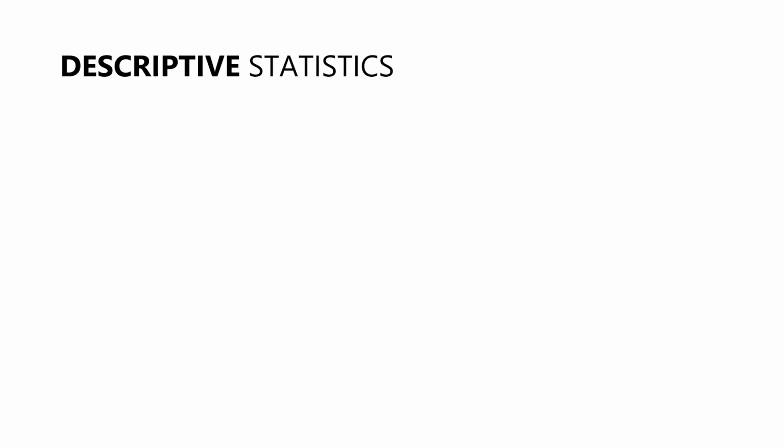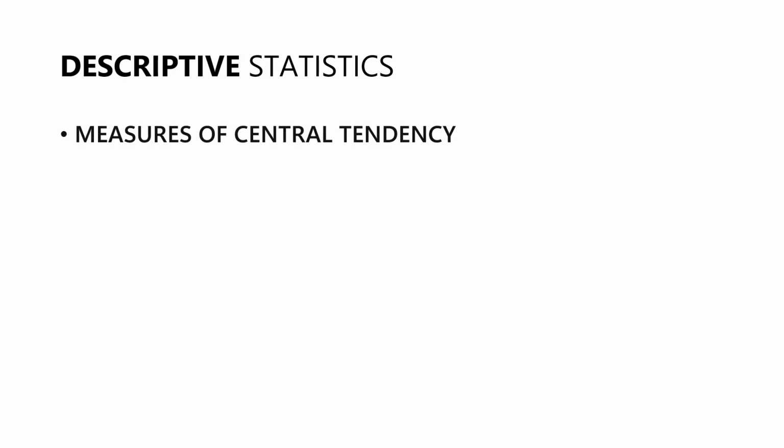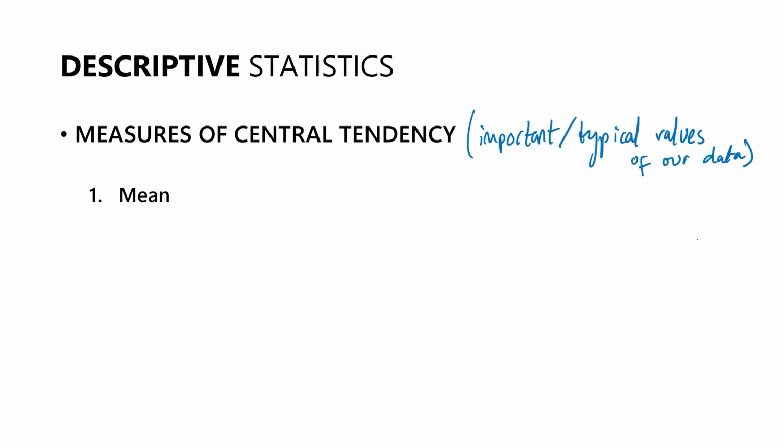Now let's zoom into descriptive statistics, starting with something called the measures of central tendency, which is actually just a fancy way of saying what are some important or typical values of our data. So first we have mean, which is just the average.